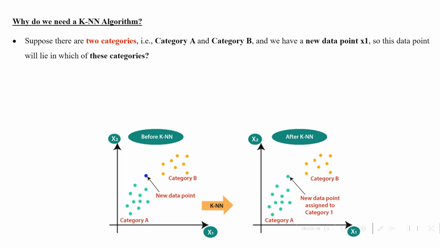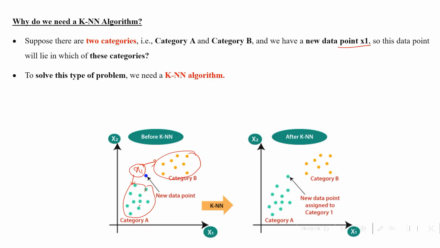Now, we are going to look at the algorithm. Suppose there are two categories, category A and category B. These are category B and these are category A elements. Now we have a new data point x1. Then we need to find out the class label for this x1, that is, whether it belongs to category B or category A. So we have to find the class label for this new data point. Here, we are going to apply an algorithm, and that algorithm is called the KNN algorithm.